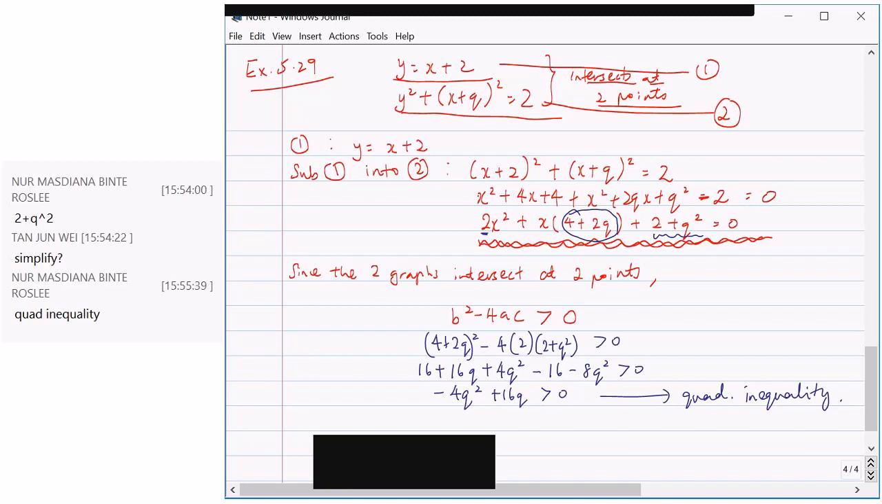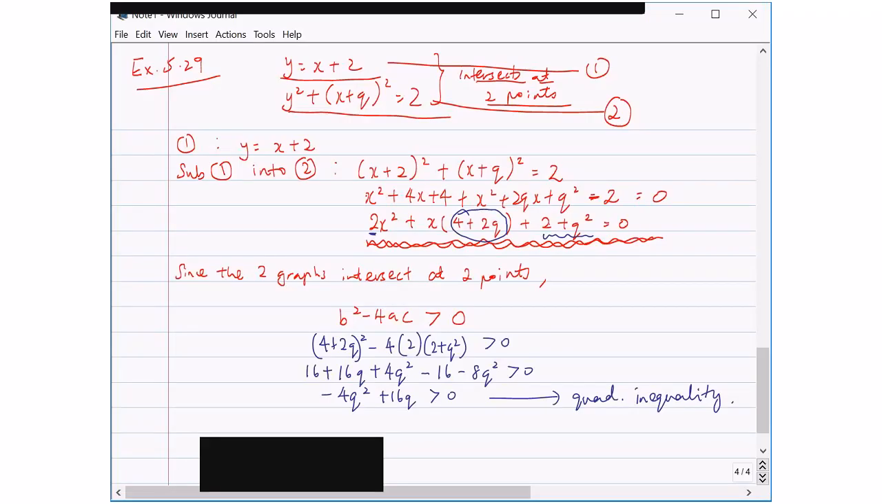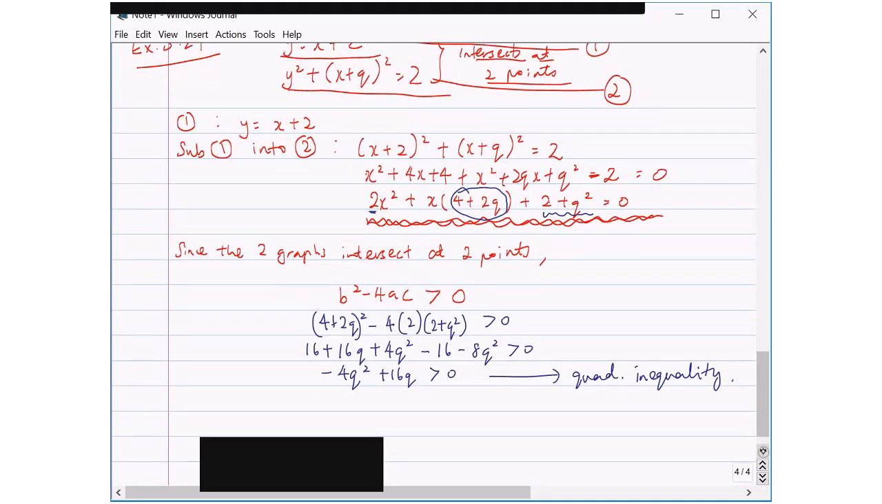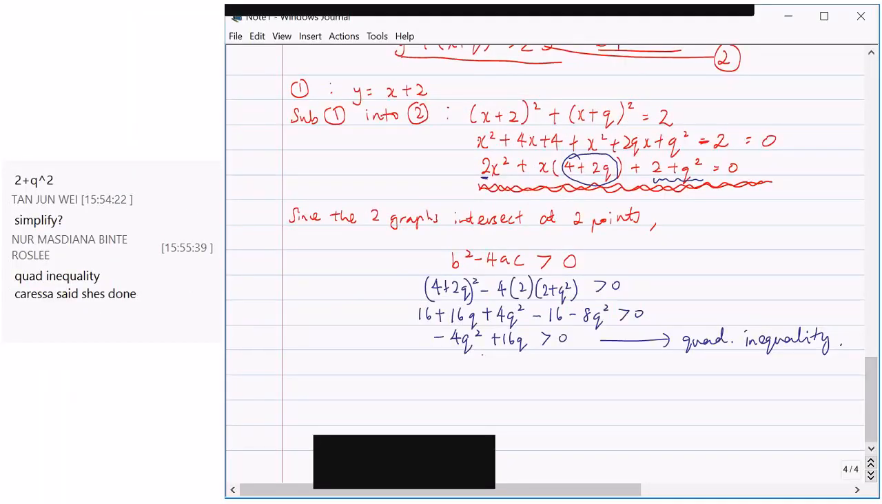To solve this quadratic inequality, I need to use all the techniques I learned just now again. Step 1, step 2, step 3, step 4. Firstly, I look at what I have here. I'm going to take out common factor minus 4. I don't like the negative sign with q squared, so I take out the negative 4. So I'm left with q squared minus 4q. Up to here, alright?